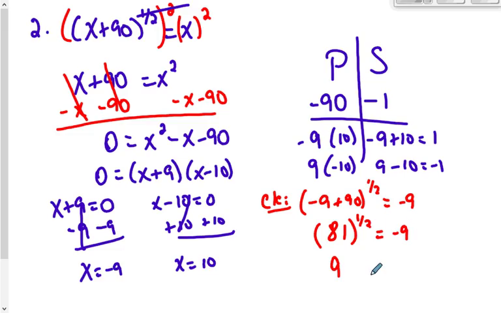The right side is negative 9. Does positive 9 equal negative 9? Nope. So that one's not an answer, which only leaves you with 10. And that's an answer choice. It's F. Okay? Turn the page.